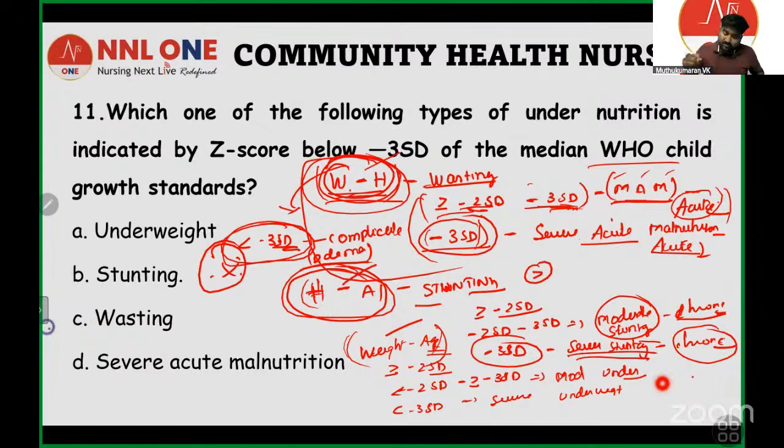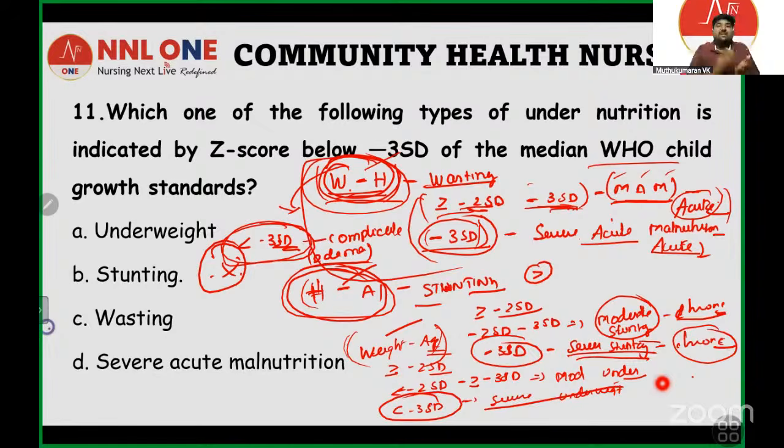So coming on to the weight for age, for a particular age, the child has to meet the weight. For that, we are having only moderate underweight and severe underweight. If it is between minus 2 SD and minus 3 SD, then it is moderate underweight, and it is mixed, whether it is acute or chronic. When it is less than minus 3 SD, we can name it severe underweight, and it is a mixed type of malnutrition.